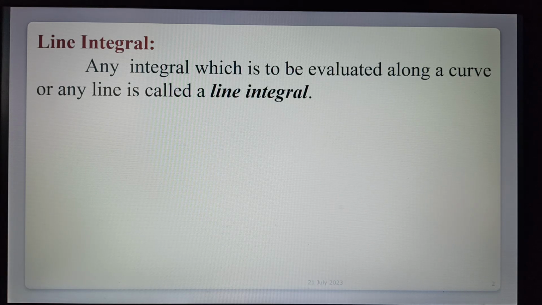The definition is: any integral which is to be evaluated along a curve or any line is called a line integral. That is, integration found along the curve is the simple definition of line integral. So how do we define line integral in vector form? Mathematically, it is given as follows.